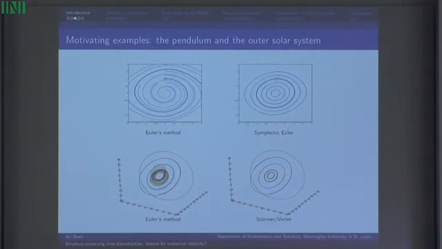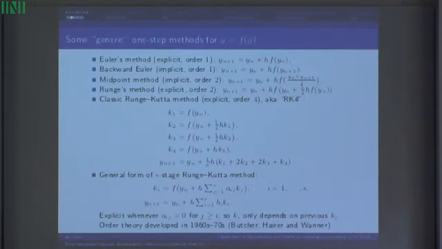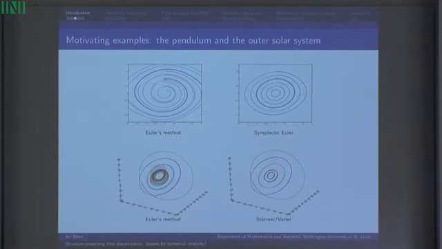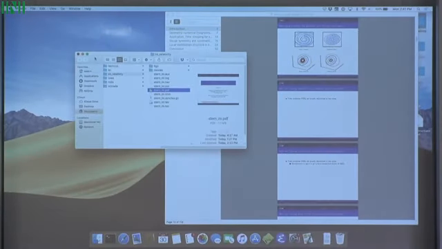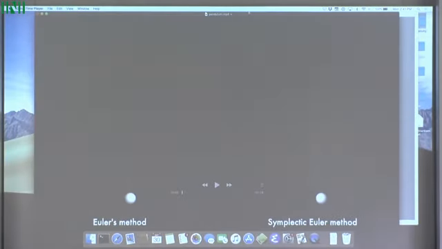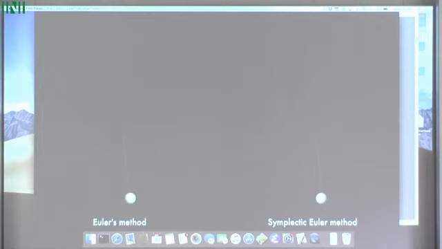Okay, so why isn't this the end of the story? Why can't we just say, all right, we can look at implicit or explicit, we can look at the order, we might want to look at stability. What else is there to look at? Well, let me show just a couple of examples. Very simple mechanical system. Let's look at just the ordinary pendulum. So on the left-hand side, I'm going to integrate the pendulum using Euler's method. On the right-hand side, I'm going to integrate using a method called symplectic Euler, which is also explicit and order 1. So these cost exactly the same to compute.